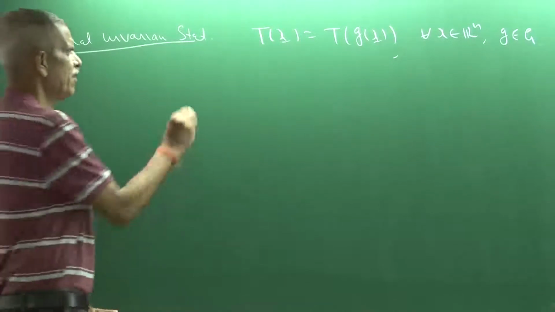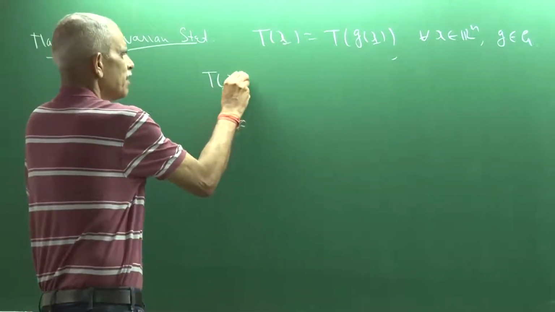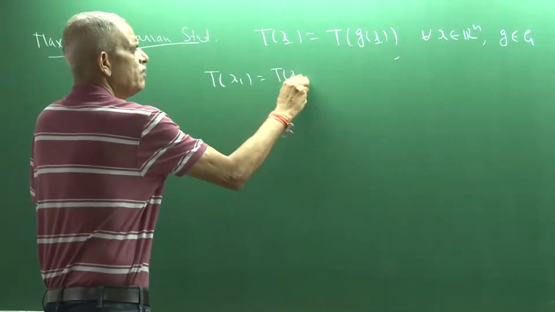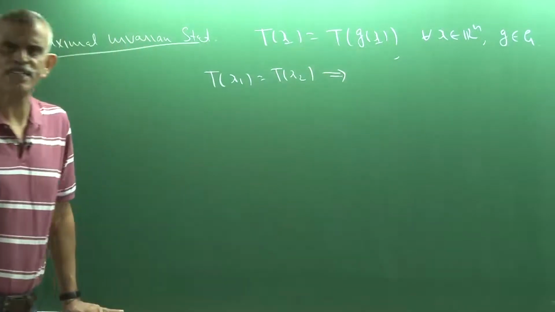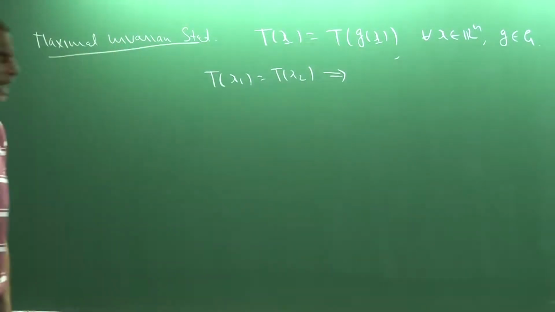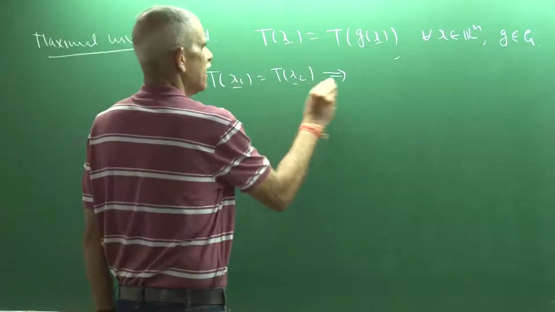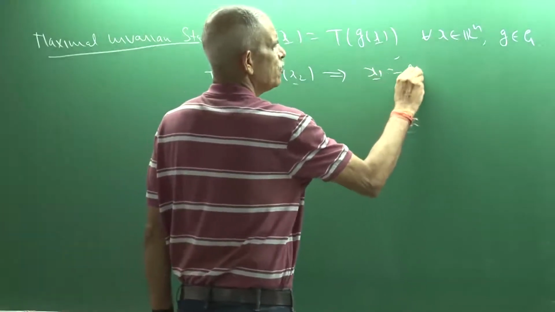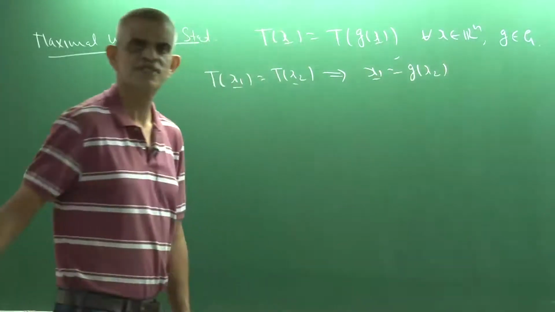And it should be maximal invariant. That means if T of x1 is the same as T of x2 for some x1 and x2 in Rn, then x1 should be related to x2 through some g.